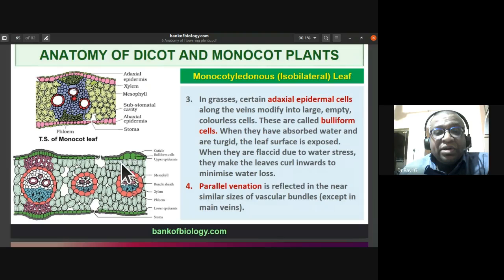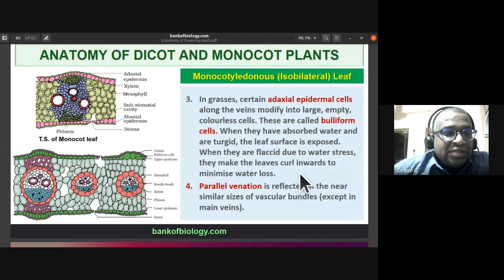So here what you can notice is a group of large cells. They are on the adaxial, that is upper epidermis, along the veins. Wherever the veins are, along the veins you find large, empty, colorless cells. These are called bulliform cells. When they have absorbed water and are turgid, the leaf surface is exposed. When they are flaccid due to water stress, they make the leaves curl inwards to minimize water loss. To avoid transpiration, they bring about the rolling up of lamina.